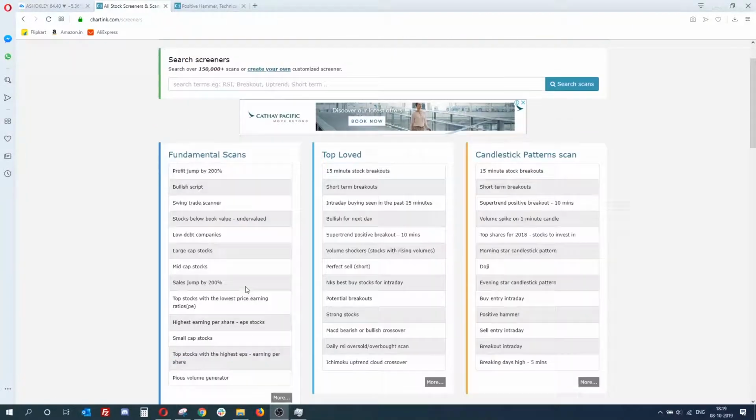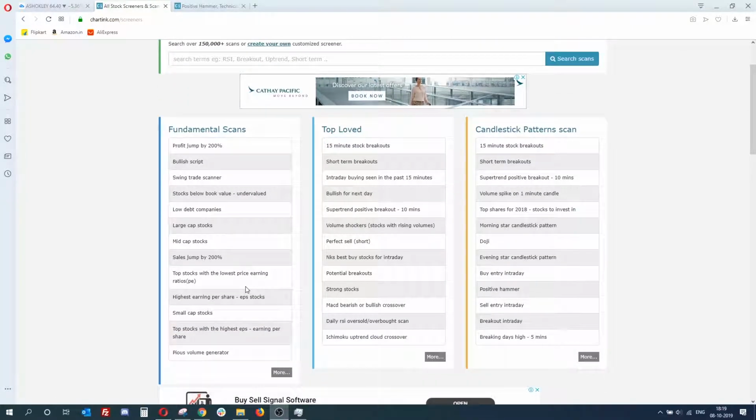Hello guys, welcome again. In this chapter we will be discussing how to select stocks through a charting platform. Although I don't rely much on these charting screeners, it is better that I let you know that there are ways to select stocks this way as well. The reliability is not that good, and I will let you know why.